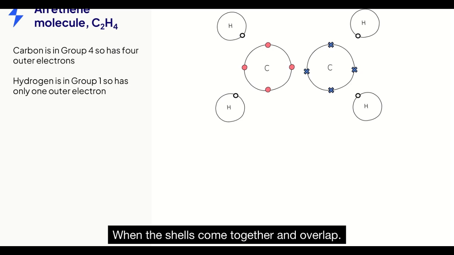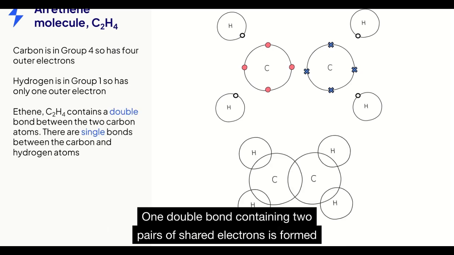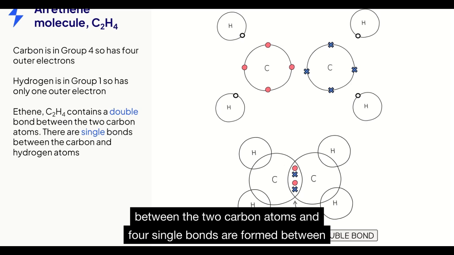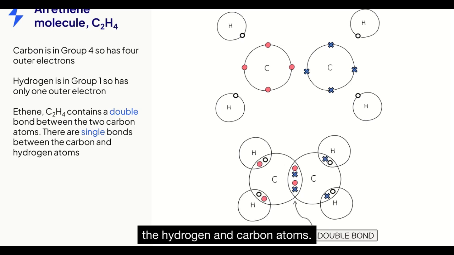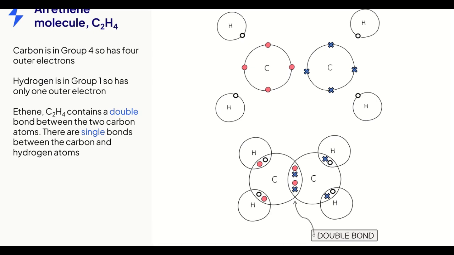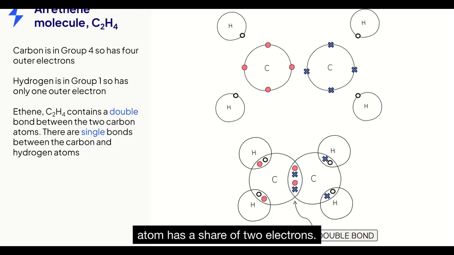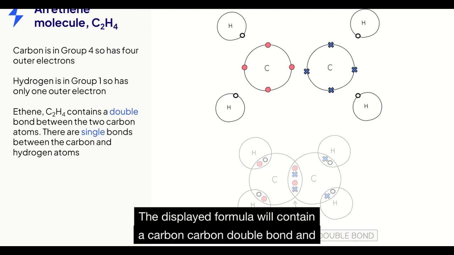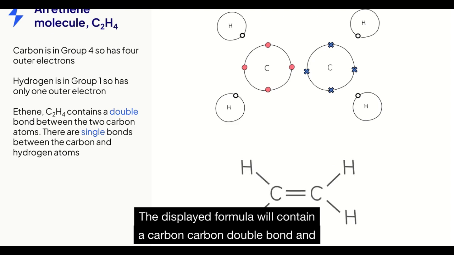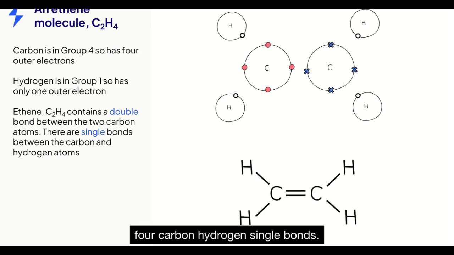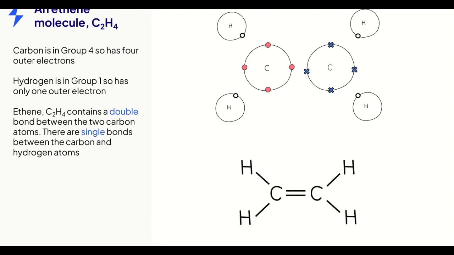When the shells come together and overlap, one double bond containing 2 pairs of shared electrons is formed between the 2 carbon atoms, and 4 single bonds are formed between the hydrogen and carbon atoms. Double check that each carbon atom has a share of 8 electrons, and each hydrogen atom has a share of 2 electrons. The displayed formula will contain a carbon-carbon double bond and 4 carbon-hydrogen single bonds.